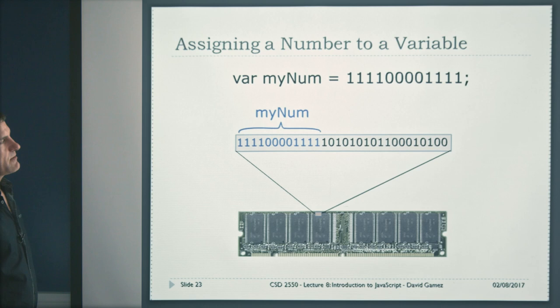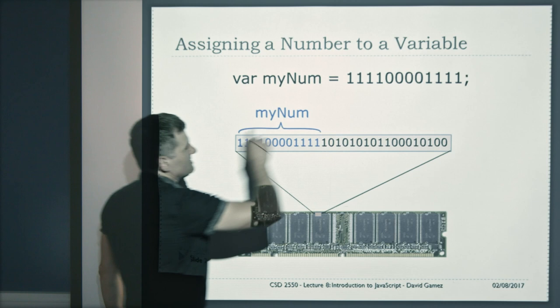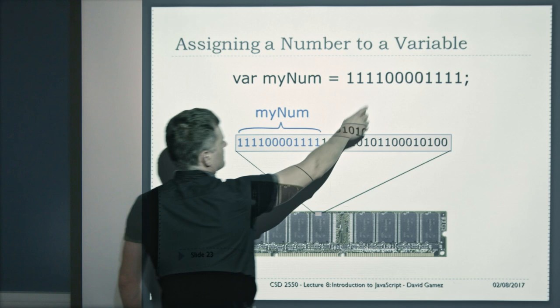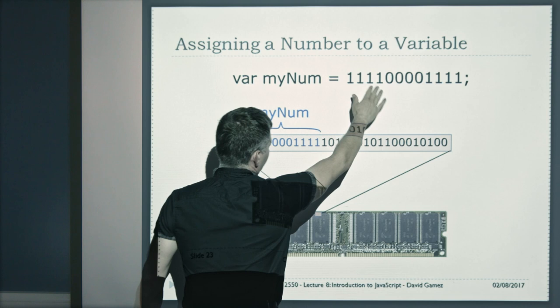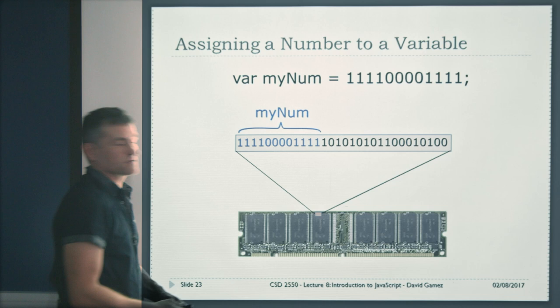Now, when I assign a number to a variable, this number here gets copied into the memory storage cells. So I know that I've got control over these memory storage cells with this variable. And when I do an assignment operator, what's on the other side of the assignment operator gets copied into the memory storage cells, changing the voltages so that we have a different sequence of ones and noughts in the memory storage cells.